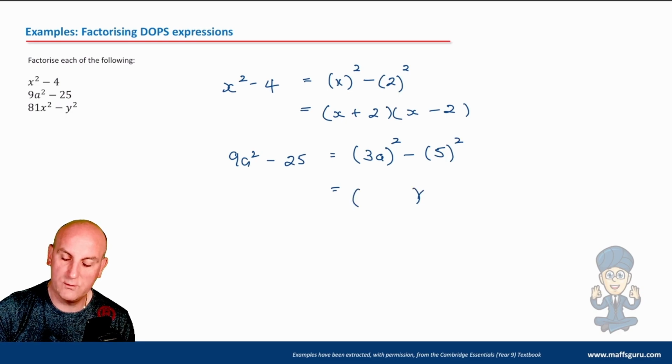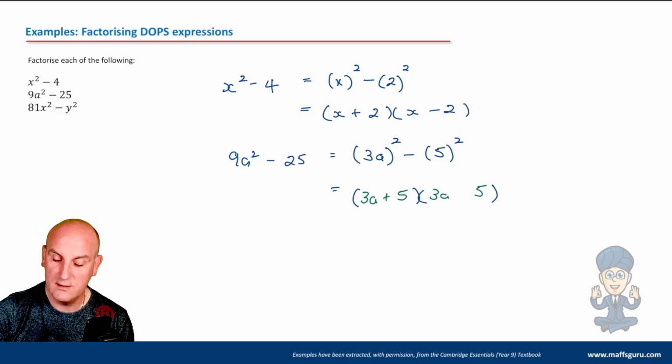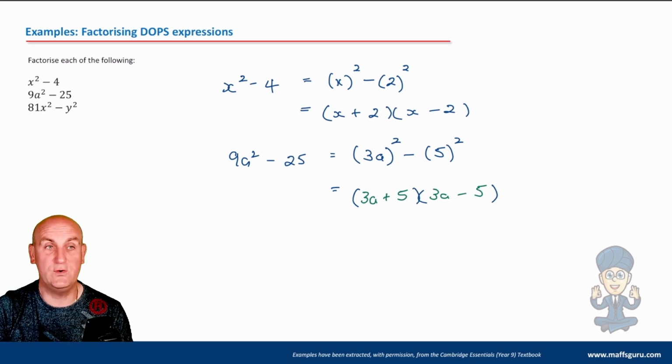So I've done all the hard work. There is my DOPS. Let's change color just because I can. The 3a goes at the start of the brackets. The 5 goes at the end of the brackets. And what goes between the two? One of them has to be a plus and one of them has to be a minus. You guys are amazing at this. And now I'm talking as if you're actually out there.